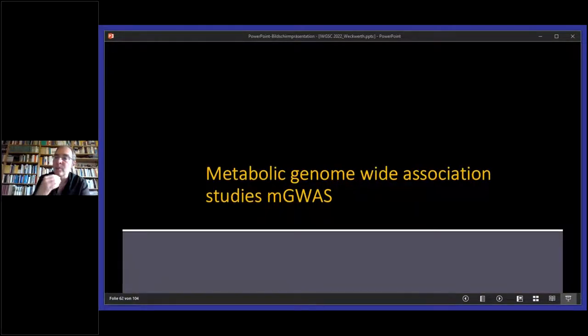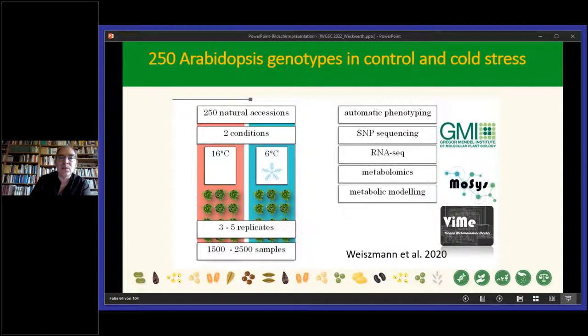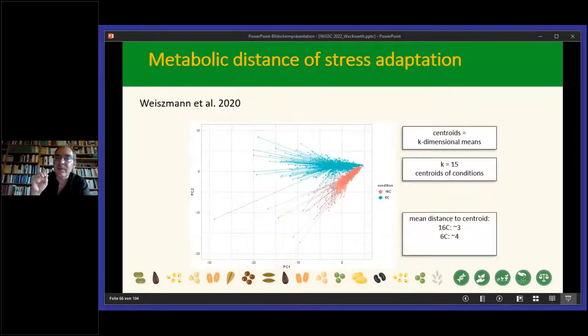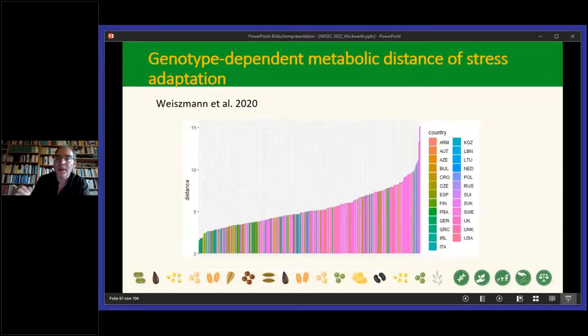We extended this then to metabolic genome-wide association studies. So now you can imagine if you do a full metabolite profiling of these germplasm collections, you can correlate them to the natural genetic variation as well. You do a genome-wide association study with a metabolite as a phenotype. And we did this with 250 natural accessions. They were grown in different regimes, 16 degree and 6 degree. We measured about 3,000 samples on this panel, and we immediately differentiated the growth conditions, cold and 16 degree. And we defined a metabolic distance of stress adaptation. And this varied dramatically in the ecotypes. So the metabolic phenotype showed a clear natural metabolic variation.